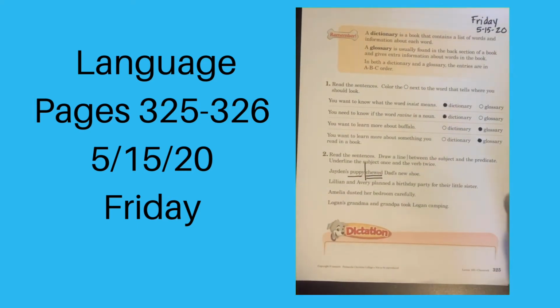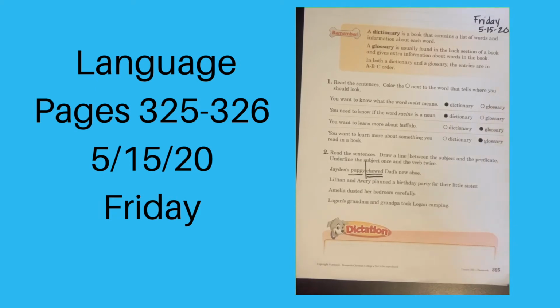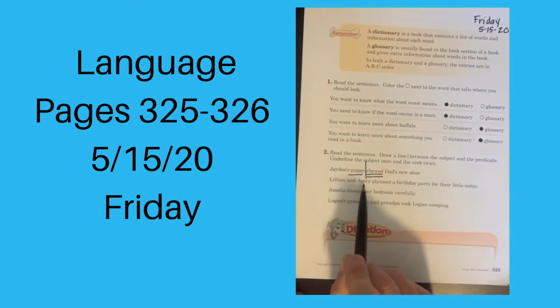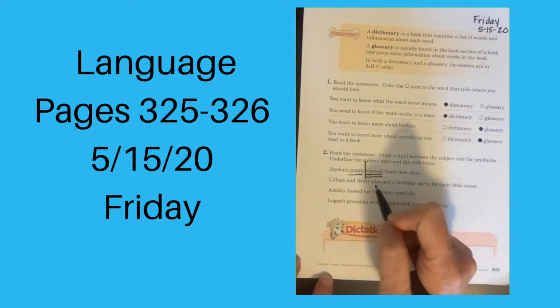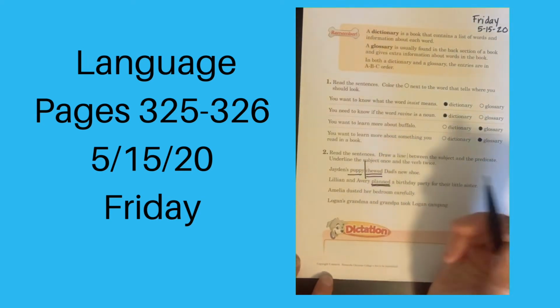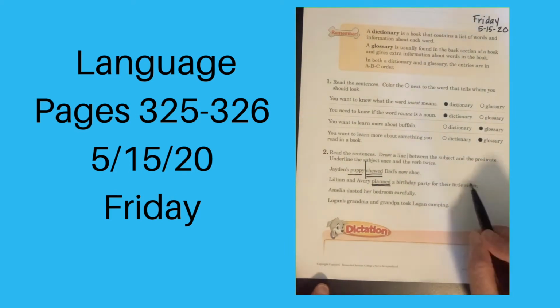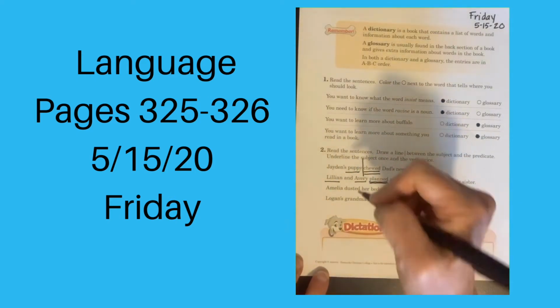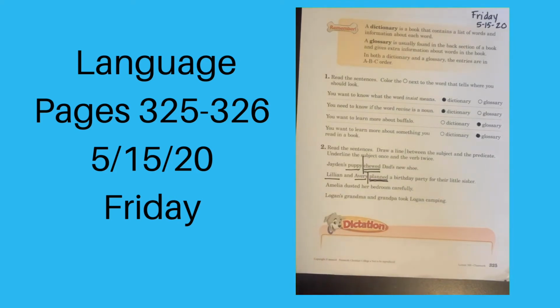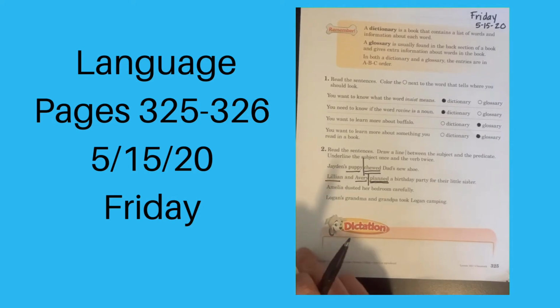Now, sometimes you have more than one subject that's doing an action, like the next sentence. Lillian and Avery planned a birthday party for their little sister. So what's the action? What are they doing, Lillian and Avery? They're planning. Planned. That's your verb. And then who's planning? Is it the little sister? No. We know it's Lillian and Avery. And then we'll put our line to diagram. And then the next one, you're going to read this on your own and go ahead and diagram your sentence. And then pause the video right now and I'll flip it over and work the back side with you.